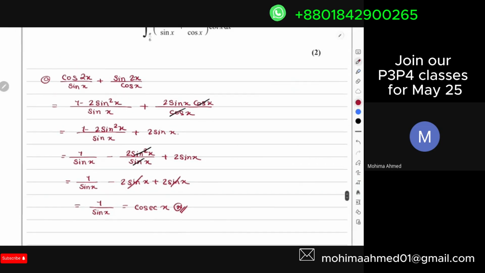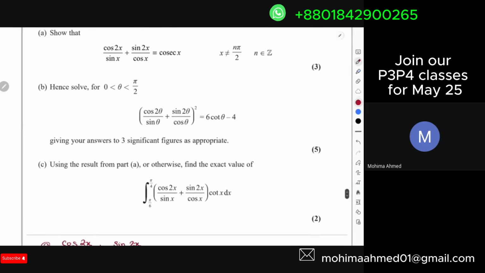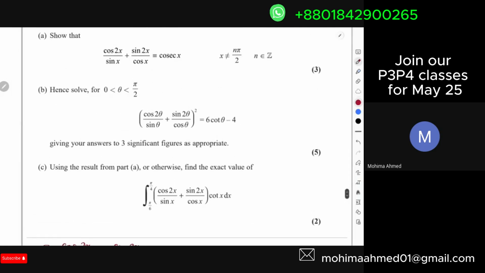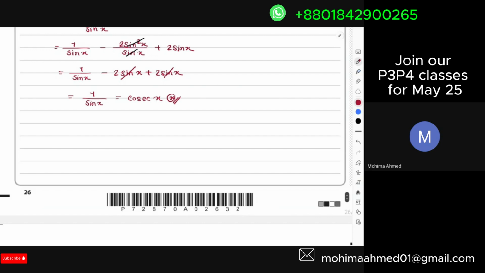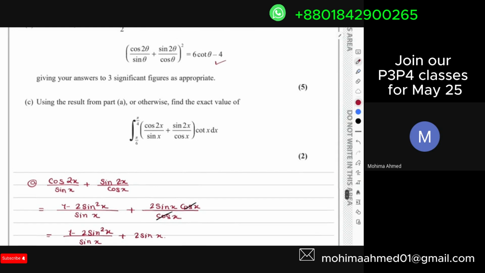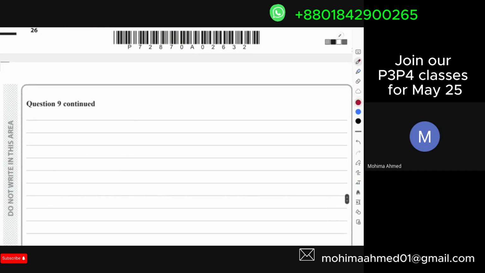Part A is clear. After this, within the range of 0 to pi by 2, we have to solve this equation. The answer should be in 3 decimal places: 6 cot theta minus 4. I already know that cos 2x by sin x plus sin 2x by cos x is your cosec x, so we basically have to write cosec theta equals 6 cot theta minus 4.